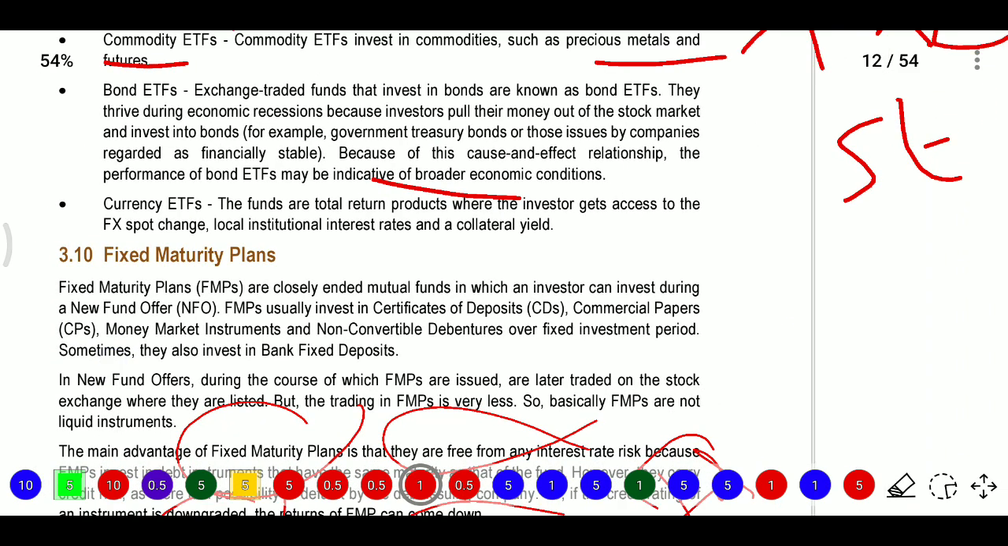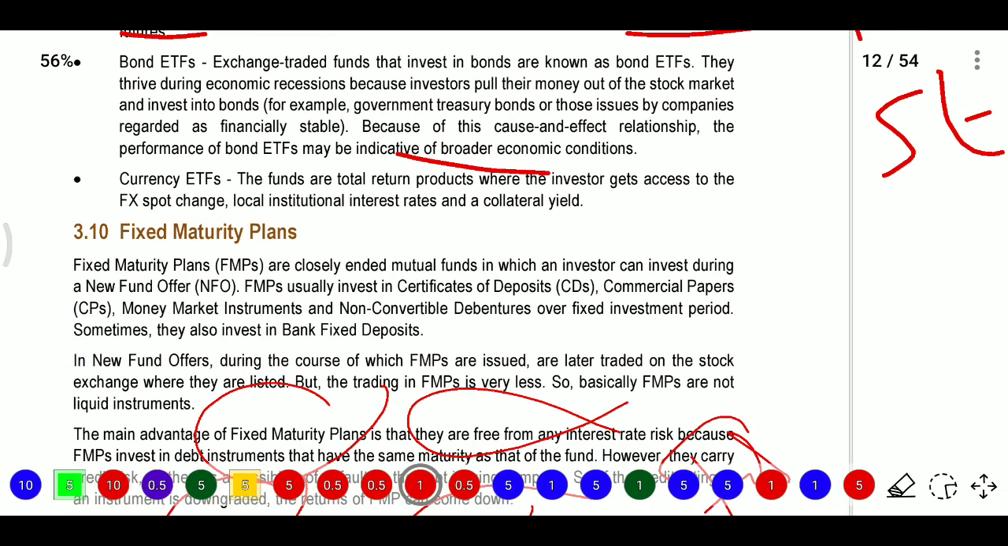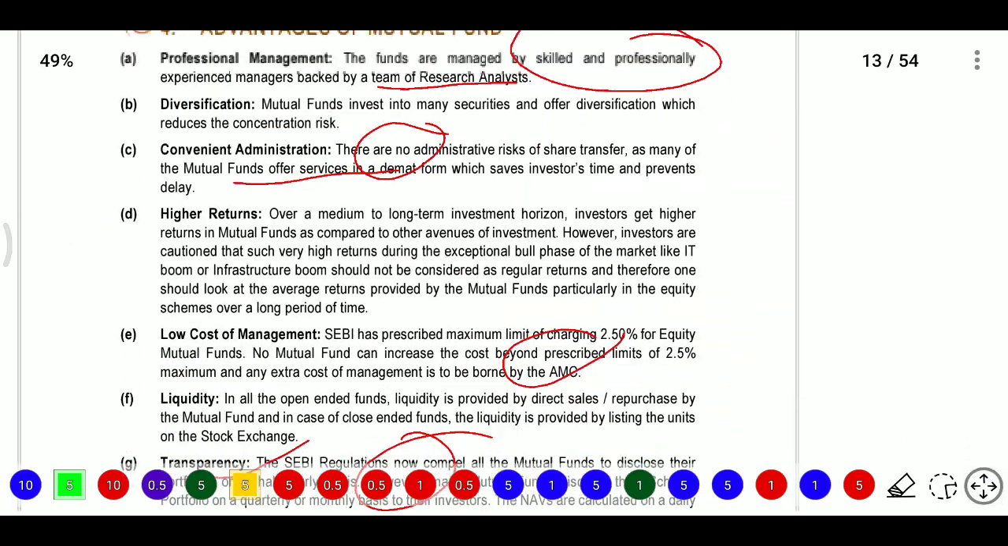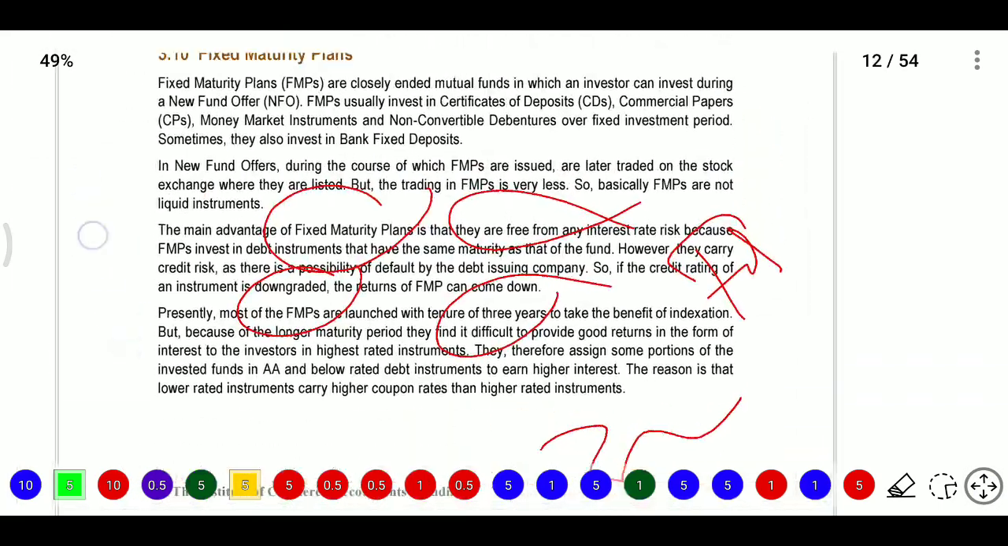So currency ETF means the currencies like US dollars, euros, Japanese yen, GBP. They will see that currency based on the total return products. They will get access to the foreign exchange spot changes and local institutional investors rate and collateral. I think the next concept, the advantages, will be seen in the next video.